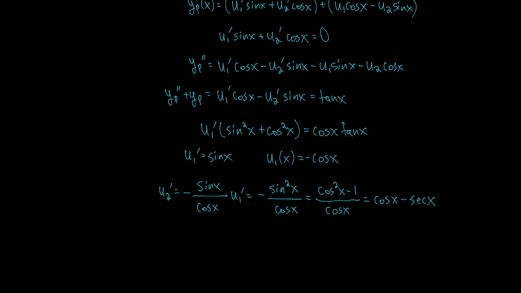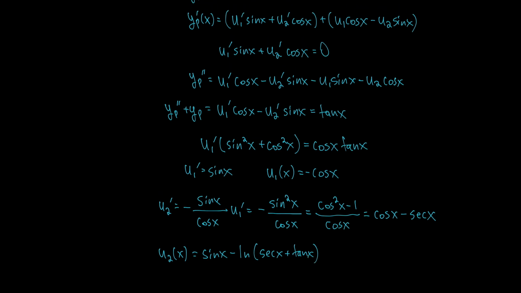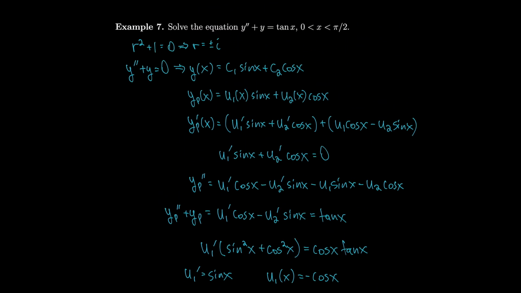So that means that in order to figure out what u2 is, I'll take the antiderivative. So that'll be sine for cosine, and that'll be the natural log of secant plus tangent for secant. Notice that I don't need the absolute value because we have x between 0 and pi over 2, so that means that secant plus tangent will be positive.